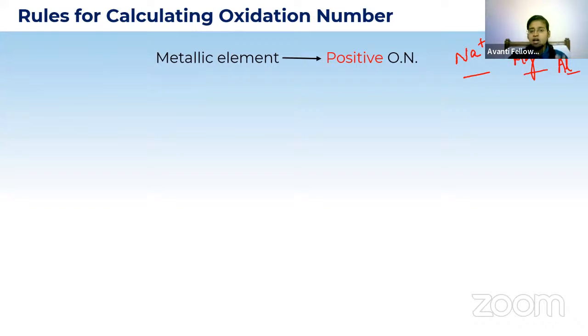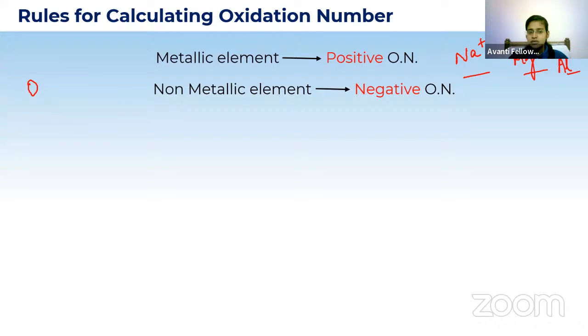And all non-metallic elements will carry negative oxidation number. Non-metallic means, let me take oxygen. What was the charge we studied for oxygen? Mostly it takes -2. And what about fluorine? For fluorine it is -1. So mostly the non-metals will take negative oxidation number.